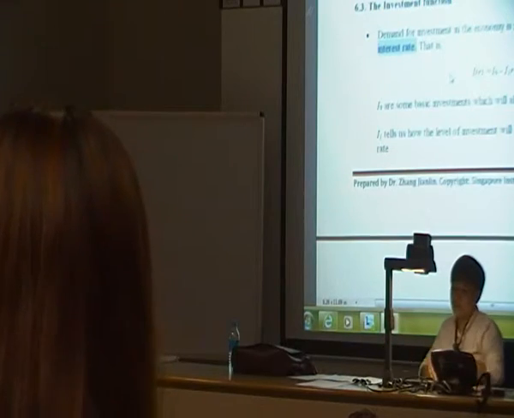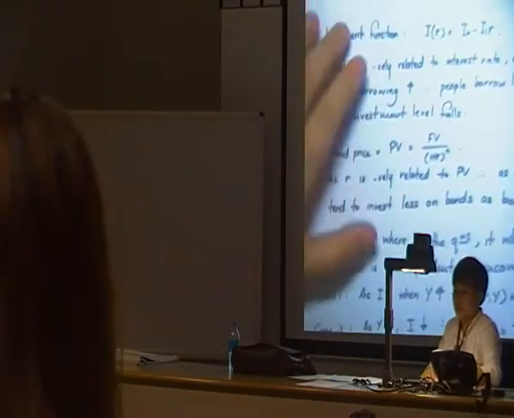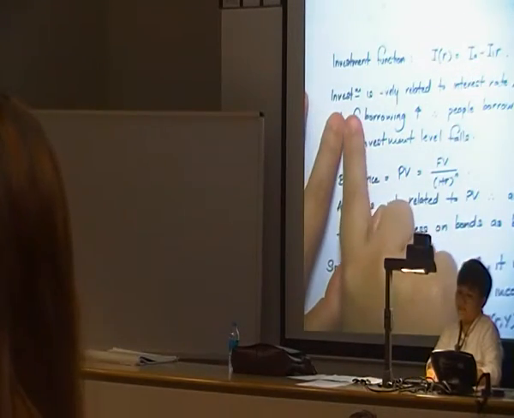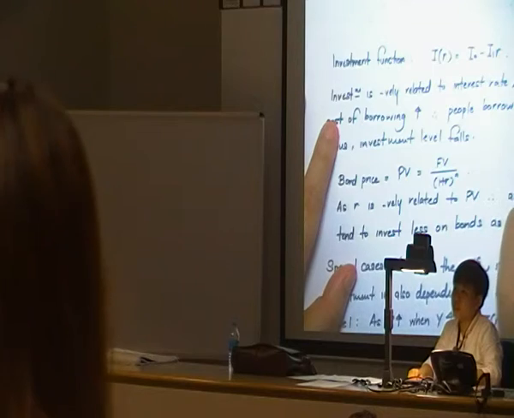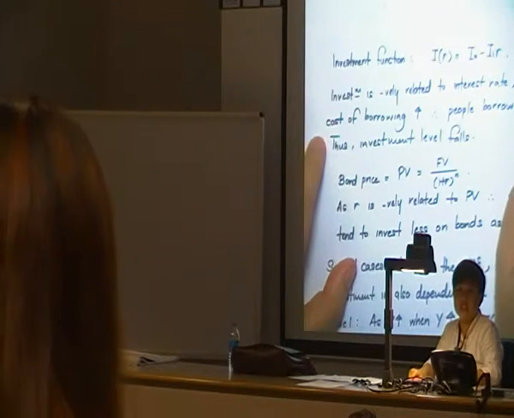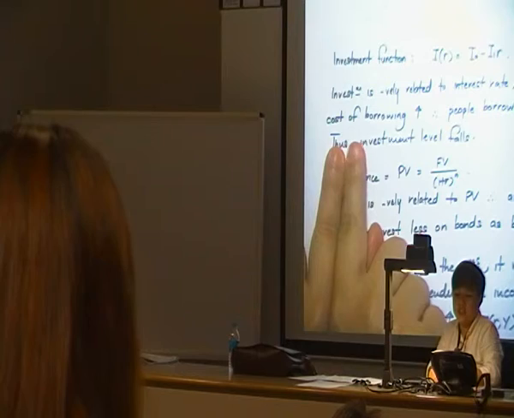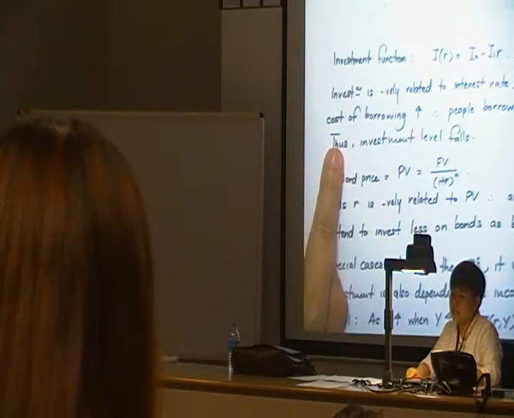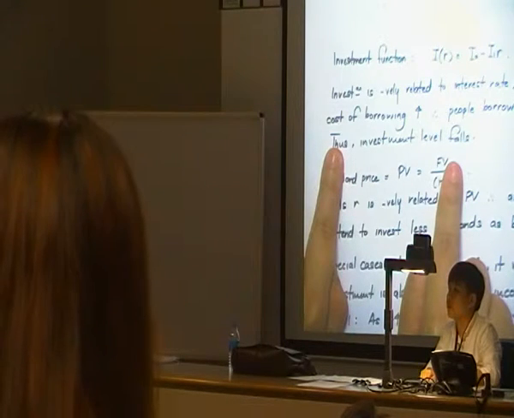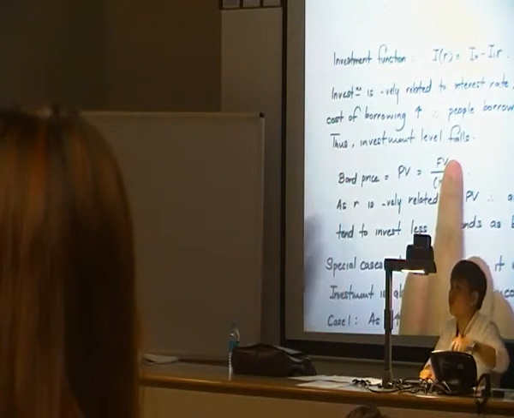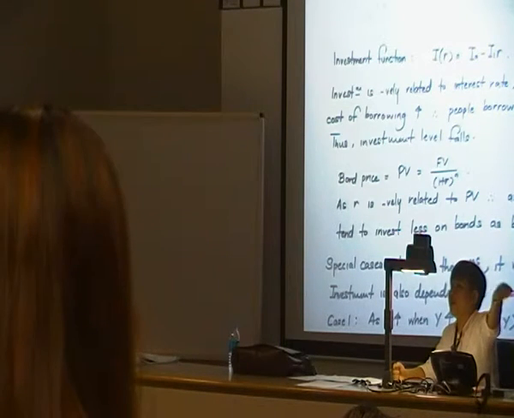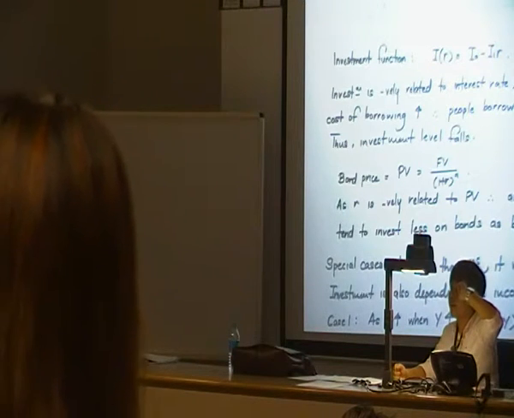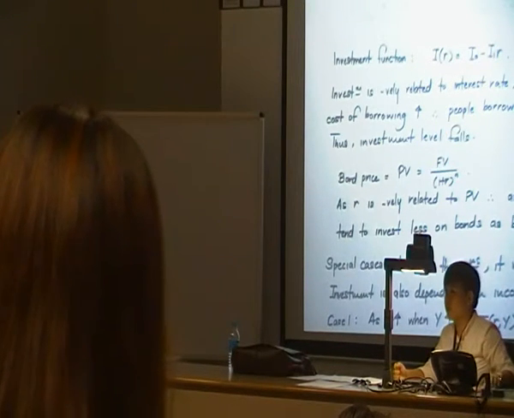That's why when you look at the function, this is I0 minus I1R. Investment is negatively related to the interest rate because as the interest rate increases, there's an increase in the cost of borrowing. Therefore, people will borrow less to invest, and the investment level will fall. Can you see? You go to the bank, you borrow the money, what do you pay? You pay interest. Now the interest rate is higher. It's more expensive to borrow, to invest. So you borrow less, your investment level will fall.